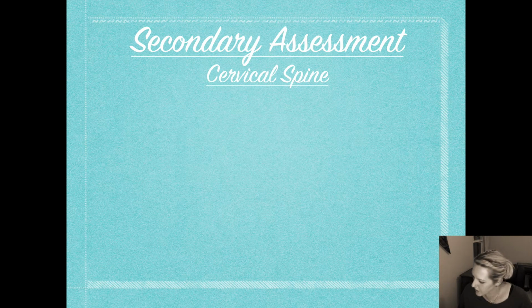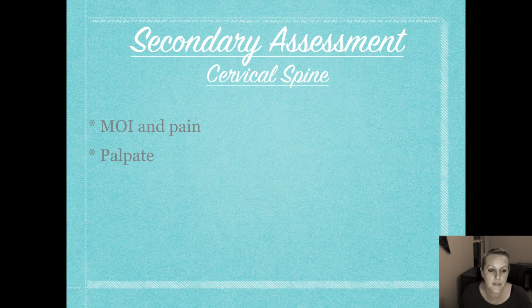Okay, cervical spine. Blah, blah, blah, all A&P review. So when we're examining the cervical spine, we need to take into account the MOI. Is it a significant MOI to where there's a possibility of neck pain? We want to palpate, and if there's any pain during palpation, we want to stop that immediately.